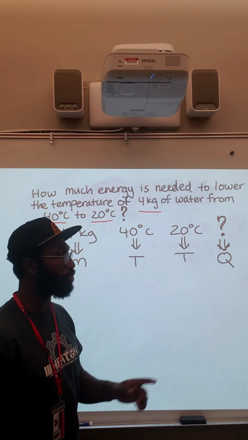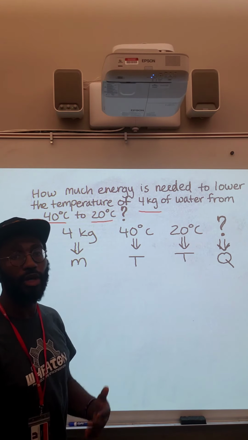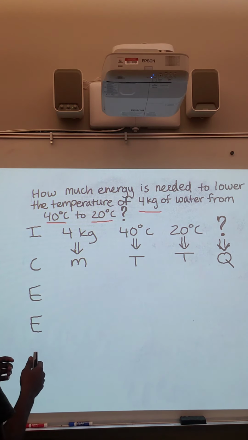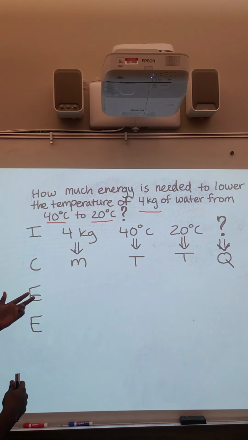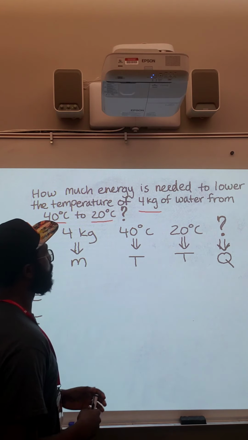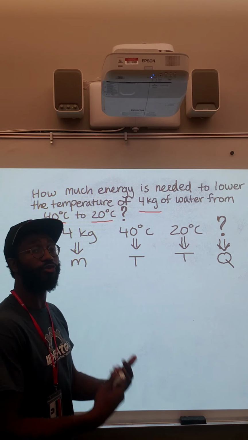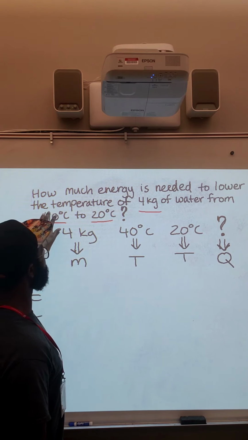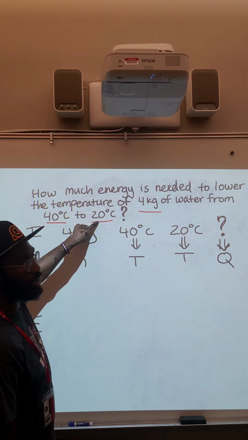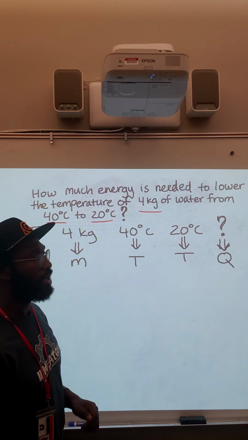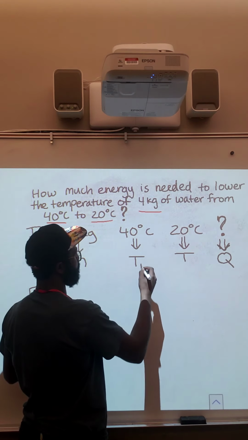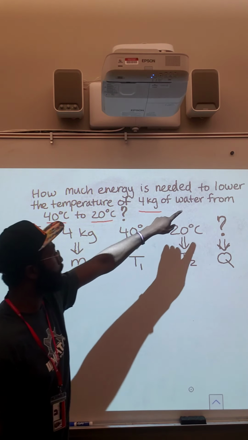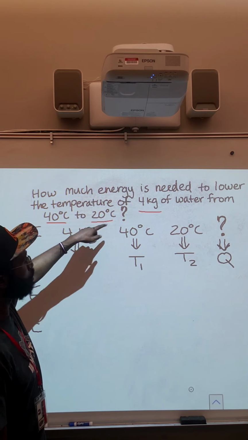In order to figure out which one is which, we're going to read our problem again. Now our problem says, how much energy is needed to lower the temperature of 4 kilograms of water from 40 degrees Celsius to 20 degrees Celsius? So we are lowering our temperature from 40 degrees Celsius to 20 degrees Celsius. So we're starting at 40 degrees Celsius and moving down to 20 degrees Celsius. So we're going to label 40 degrees Celsius as our T1 and 20 degrees Celsius as our T2. And again, that's because we're starting from 40 and we're going to 20, okay?